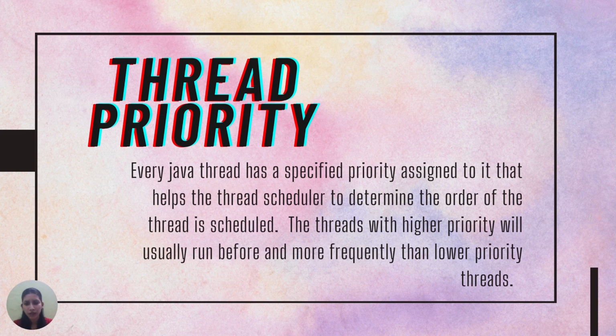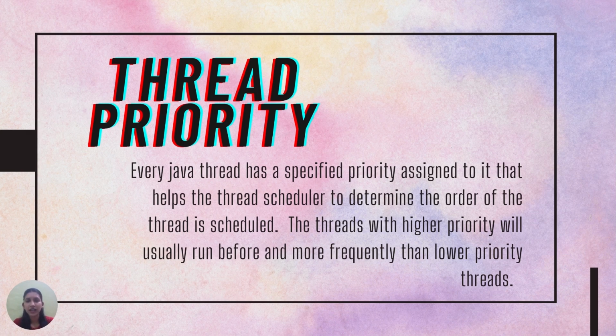Moving to the next topic, we come to thread priorities. In our lives, we all have some people and things which have our topmost or least priority. Similarly, threads too have priorities assigned to them. That helps the thread scheduler to determine the order in which threads are scheduled. The thread with high priority will usually run before and more frequently than the lower priority threads.